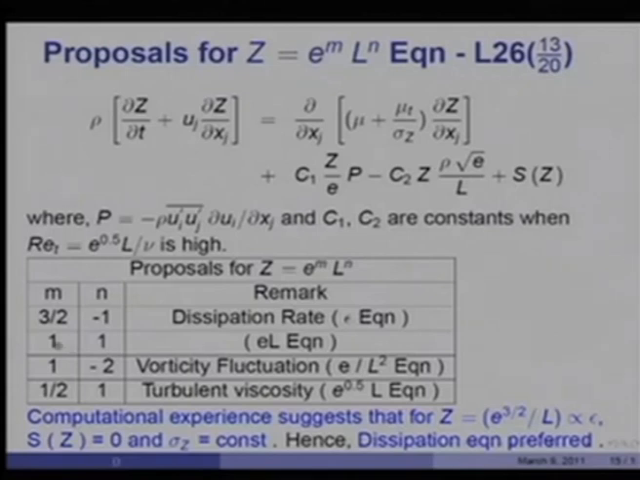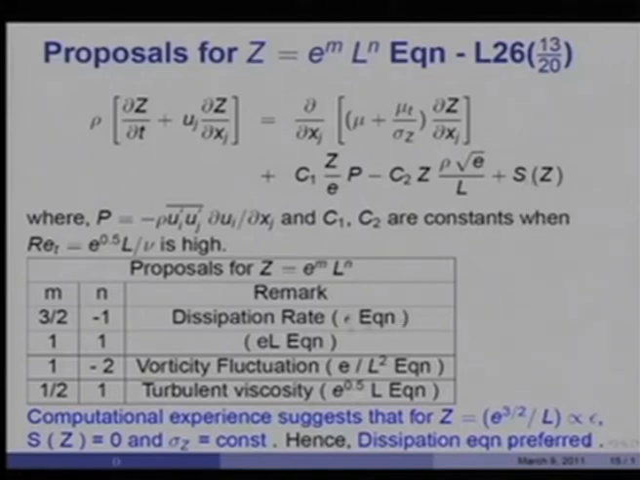Equations for m equal to 1 and L equal to 1 have also been derived, but that equation requires an additional Sz term, which I have not mentioned here. Likewise, you can also have e raised to 1 divided by L squared, that is n equal to minus 2 and 1, which again requires another type of Sz term, and you can also have e raised to half multiplied by L, which would be the turbulent viscosity equation itself, but that also requires an Sz term.